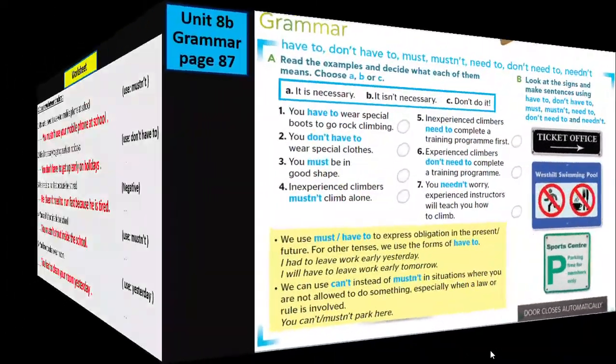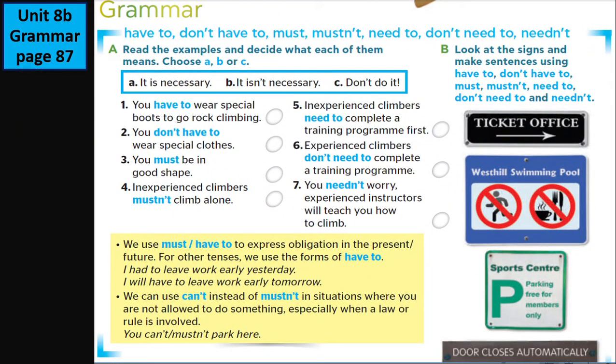Excellent. Let's continue now. So now move to your student book, page 87. Open your book as fast as you can. And let's have a look here. Read the example and decide what each of them means. Choose A, B, or C. It is necessary. It isn't necessary. Don't do it. Have a look at it. Number 1. Try to do it on your own and come back to check your answers.